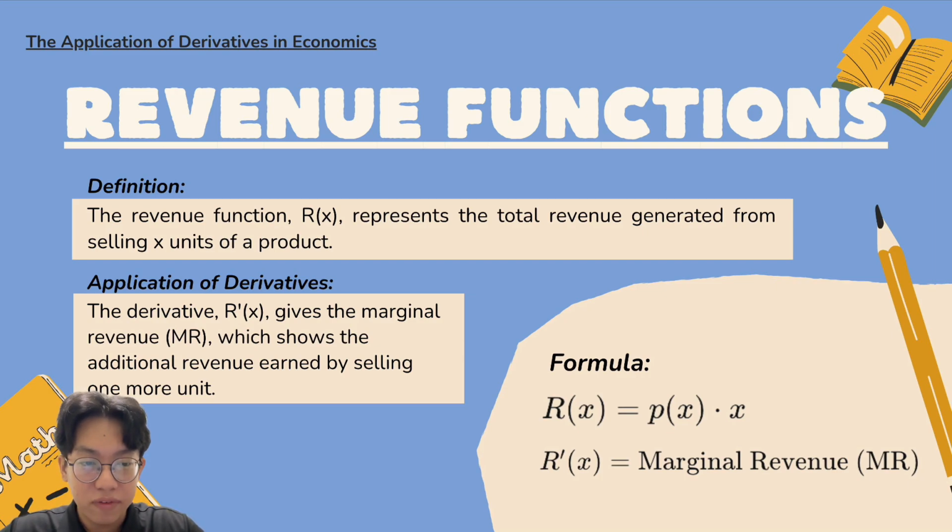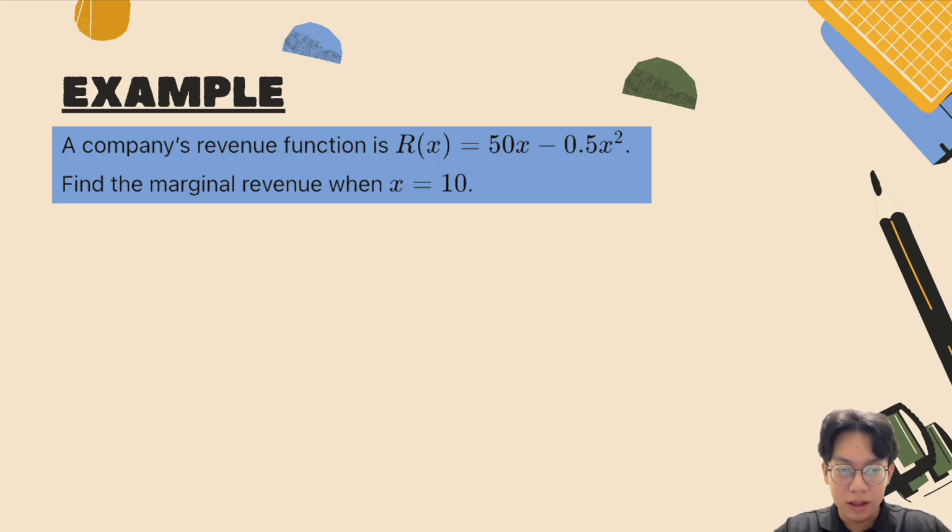To understand how revenue changes with sales, we use the derivative of the revenue function, R prime of X, also known as the marginal revenue. It measures the additional revenue earned from selling one more unit. This insight is crucial for businesses to decide how many units to produce and sell for maximum profitability. Let's look at an example to see this in action.